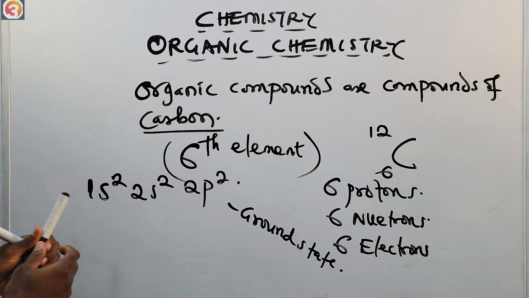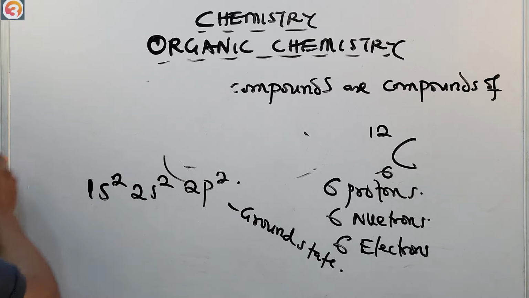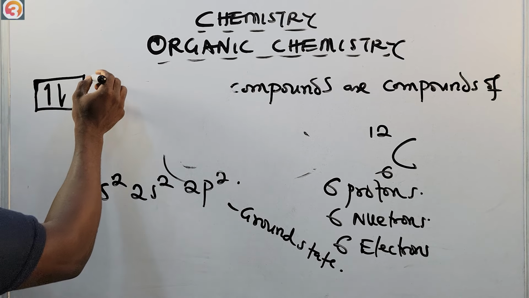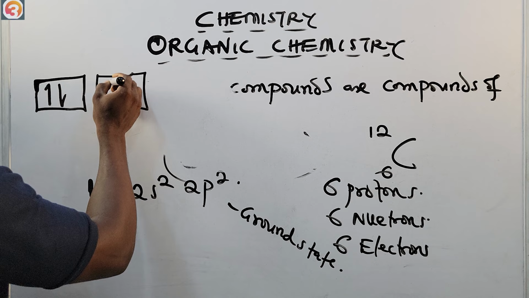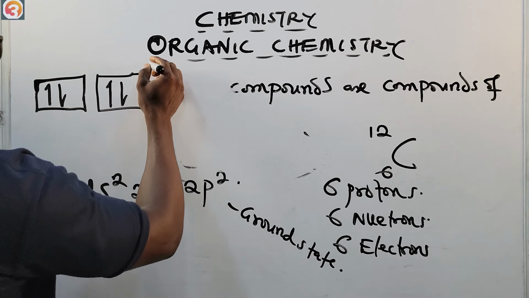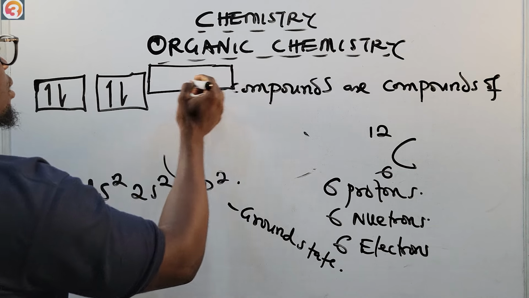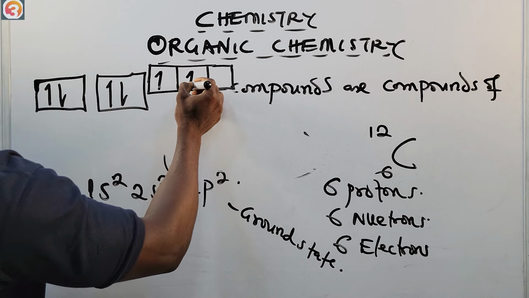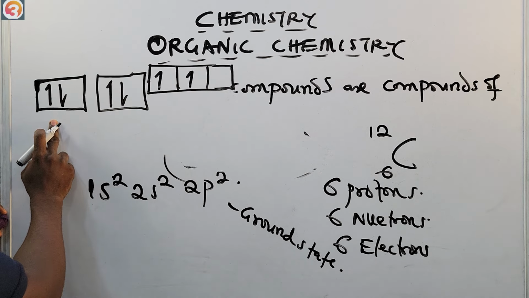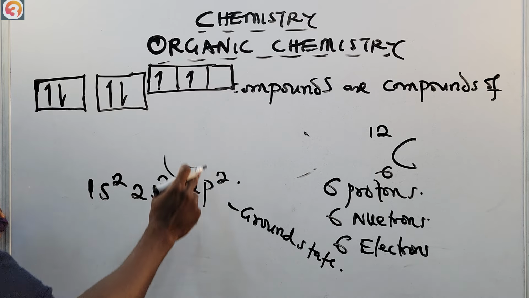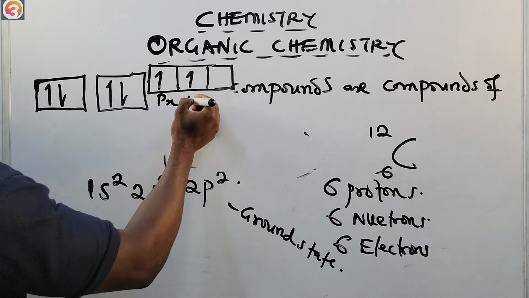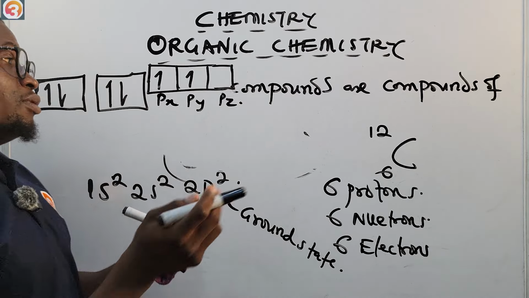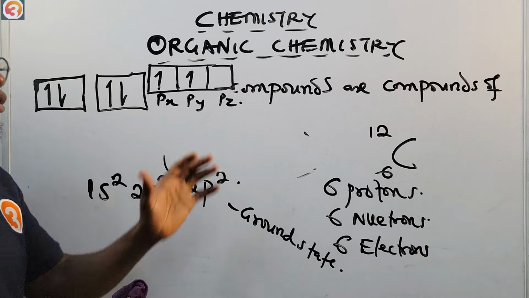If you are using the electron box diagram, I'm going to have something like this. This one going up, this one coming down. You now have this one again, this one going up, this one coming down. Then you have another box of higher energy, this one having 3 degenerate orbitals. So I'm going to have one here, one here. Because this is 2p, after 1s2, 2s2, then 2p. This is px, py, and pz, because the p orbital has 3 degenerate orbitals. In fact, let me not talk much about that. But this is the electronic configuration using the electron box diagram.